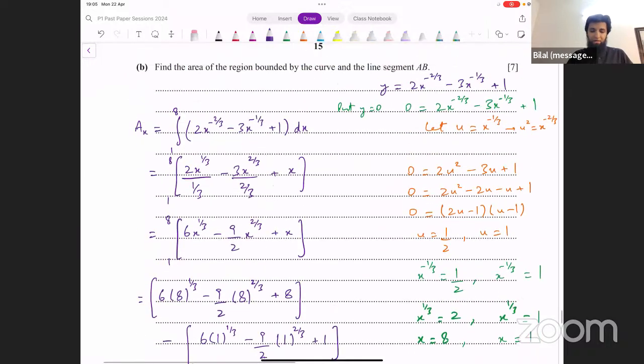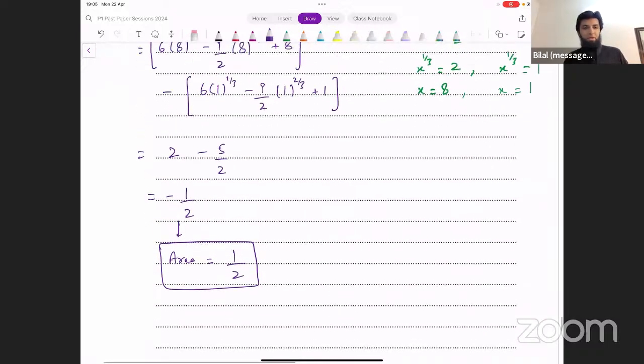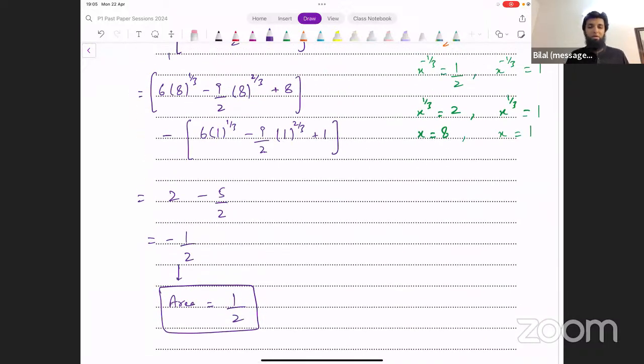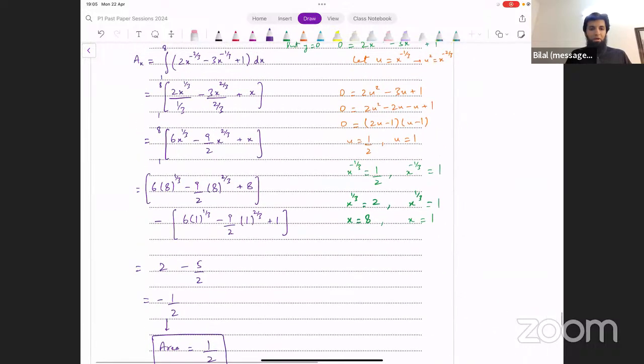We had to find the area. This is turning out to be a negative result. We would say the area therefore is 1 over 2, and that is our final result. You can't have a negative area, just make it positive at the end, and that's 1 over 2.